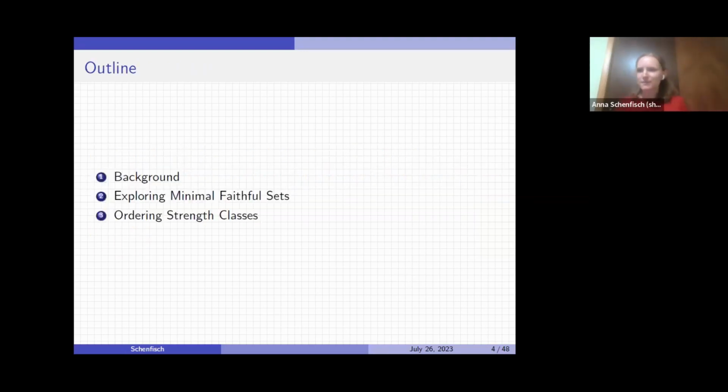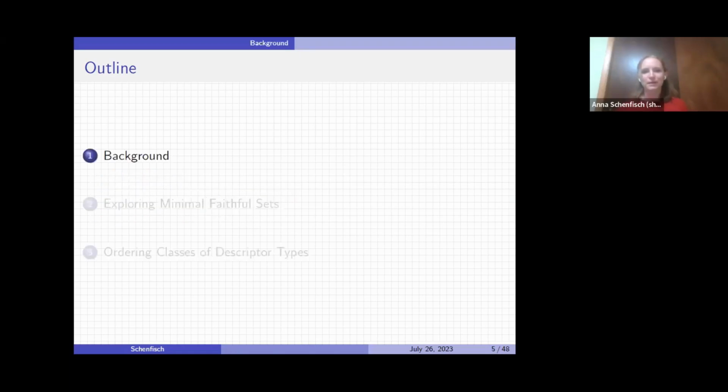So after some background, there are really two main chunks to today's talk. The first is exploring what I'm calling a minimal faithful set. I'm kind of getting our feet wet in the area, and then using that to begin discussing ordering strength classes of topological descriptors. So let's start with the background.